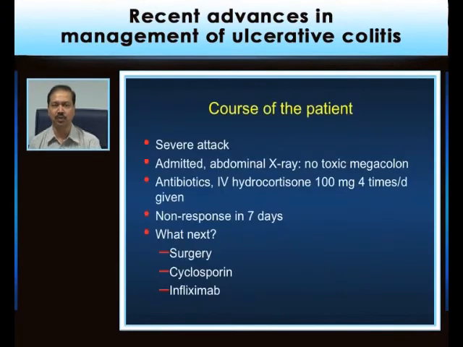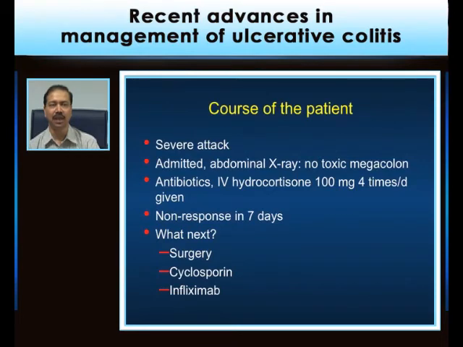Now, the course of this patient: the patient had a severe attack, was admitted, abdominal X-ray showed no toxic megacolon. We gave antibiotic and IV hydrocortisone, 100 mg 4 times daily. No response in 7 days. So when a patient doesn't respond to IV corticosteroid in 7 days, you diagnose this as steroid refractory. With oral steroid, no response in 1 month is steroid refractory, whereas with IV steroid, 7 days is steroid refractory.